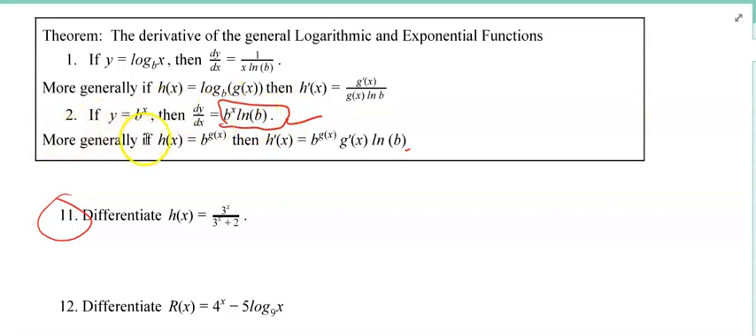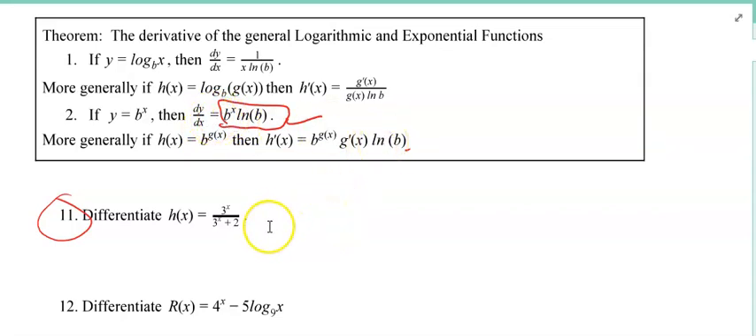More generally, if h of x is equal to b to the g of x, then h prime of x will be equal to b to the g of x times g prime of x times ln of b. Because this is a function, the chain rule idea comes in, where you have to take the derivative of your function in the exponent.